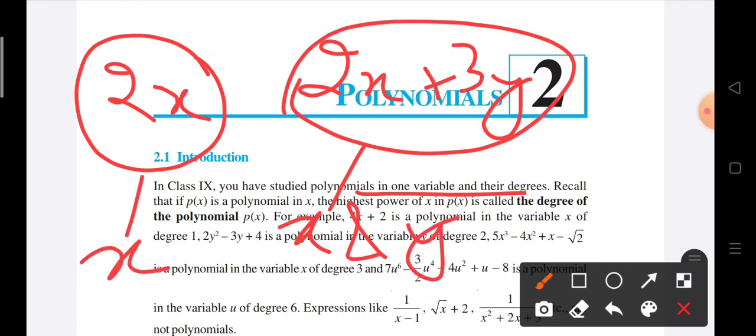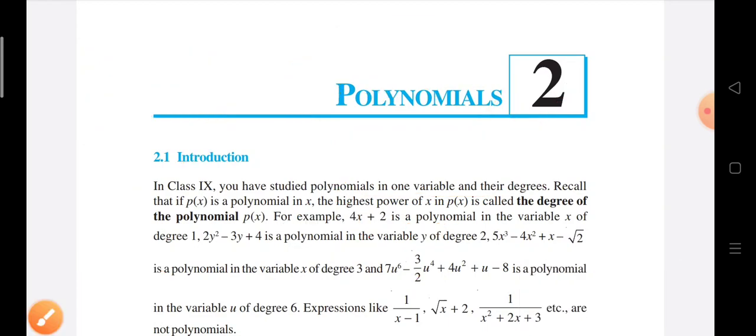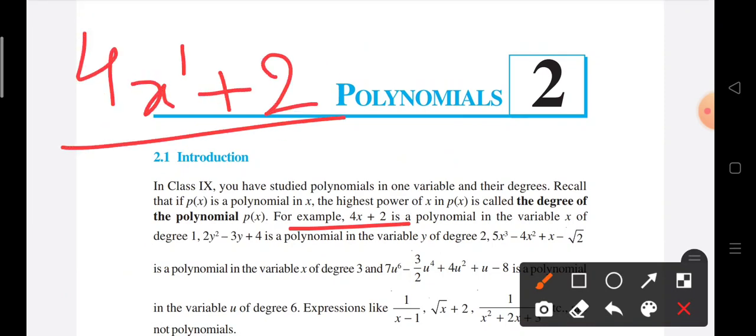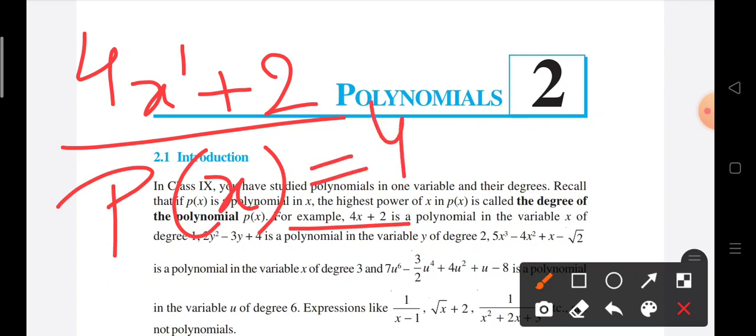Now, whether it is a polynomial or not: if the variable has a power that is a whole number only, then you can say that it is a polynomial. Otherwise you can't say it is a polynomial. Here you can see the example 4x plus 2. In 4x plus 2, the x has a power of 1, and 1 is a whole number, so we can say this is a polynomial of variable x whose degree is 1.